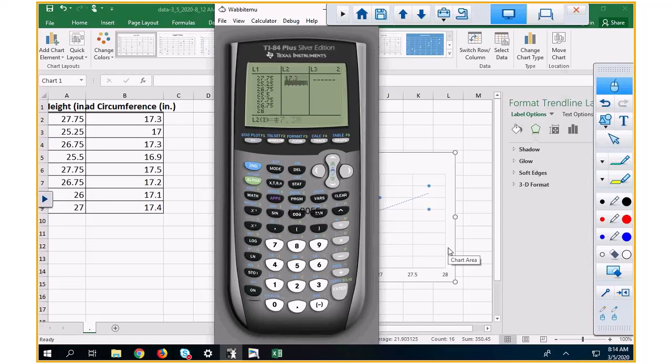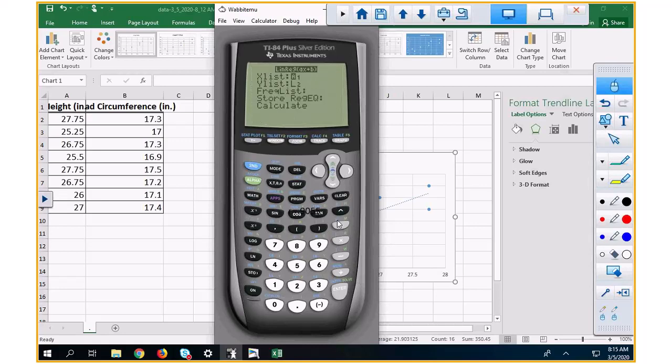17.3, 17, 17.3, 16.9, 17.5, 17.2, 17.1, and 17.4. Now go to Stat, go to Calculate, go to Linear Regression.